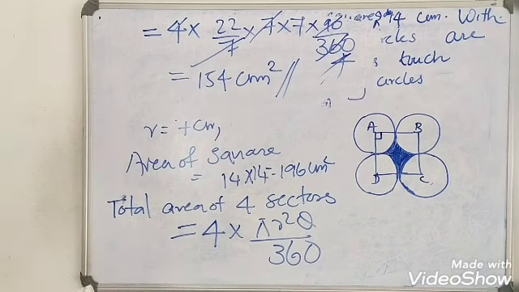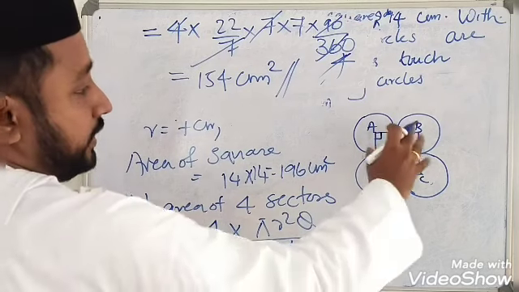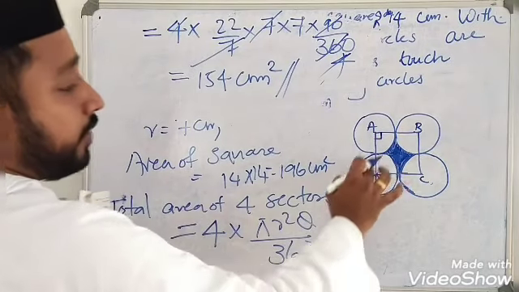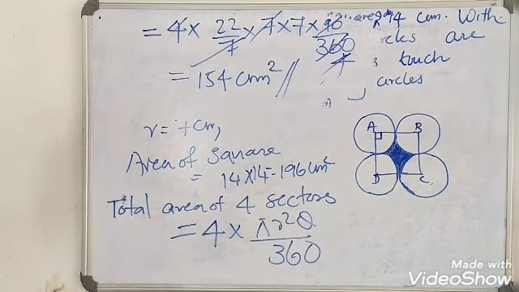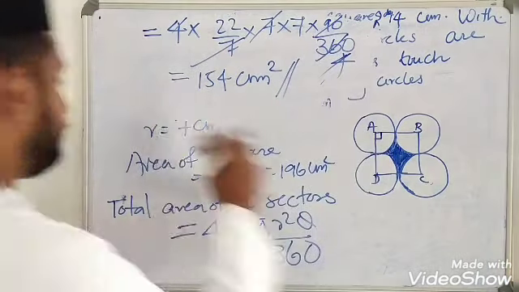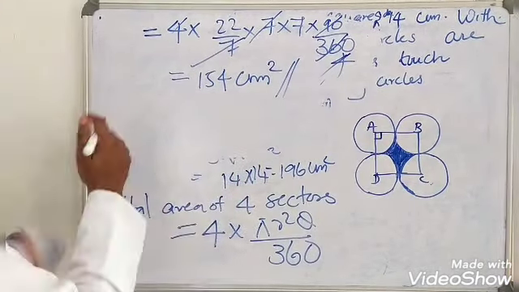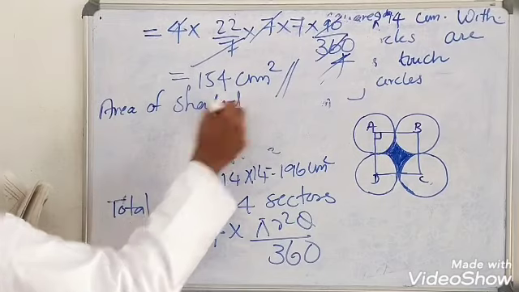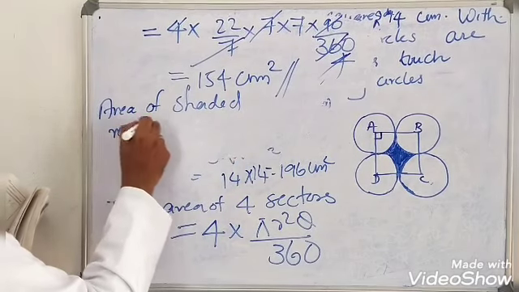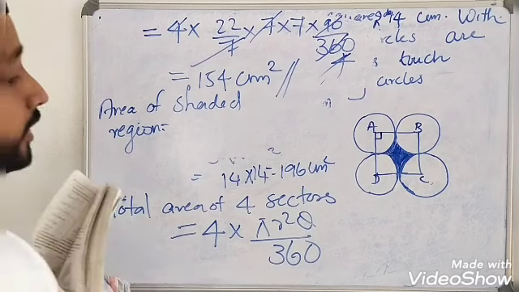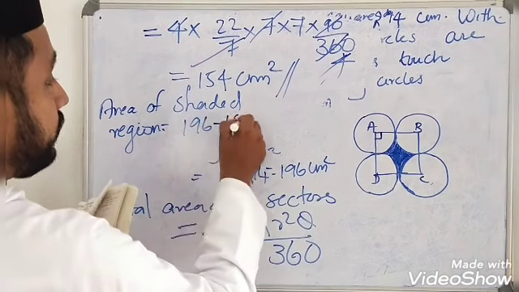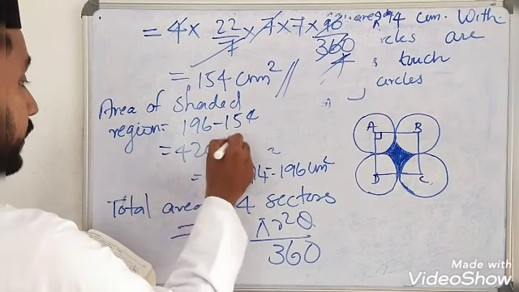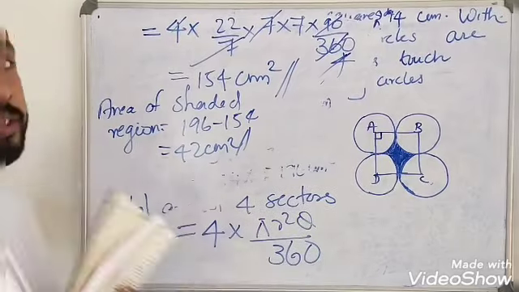154 centimeter square is the area of 4 sectors. When we subtract the area of these 4 sectors from this square, we will get the shaded region. Therefore, area of shaded region is equal to 196 minus 154, that is 42 centimeter square. 42 centimeter square is the area of the shaded region.